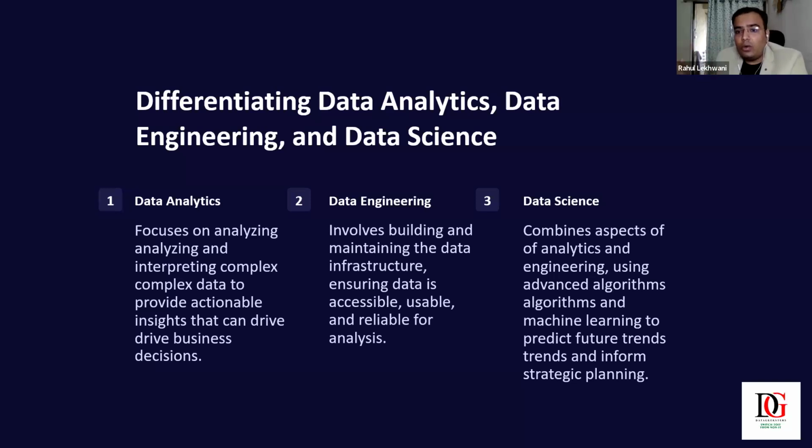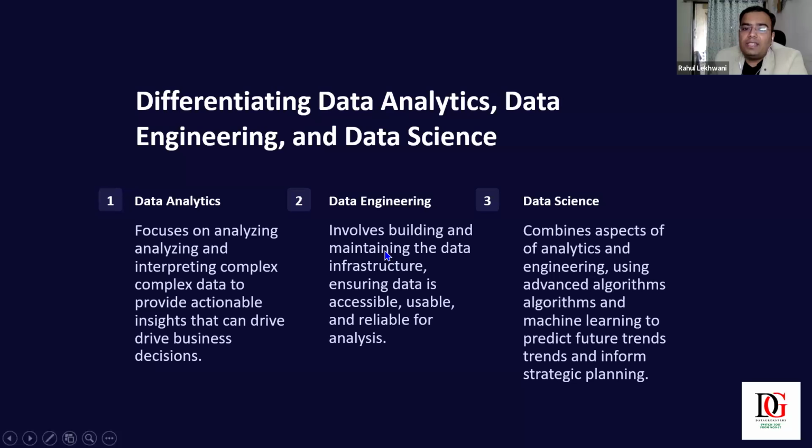Let us start from data science. What is data science? Data science is combining aspects of analytics and engineering, using advanced algorithms and machine learning to predict future trends. This is a profile specifically meant for those people who have attained a certain degree in engineering. I cannot call myself a data scientist because I have not done the degree or the education in that field. This is a core technical field, so this is not something that we are talking about.